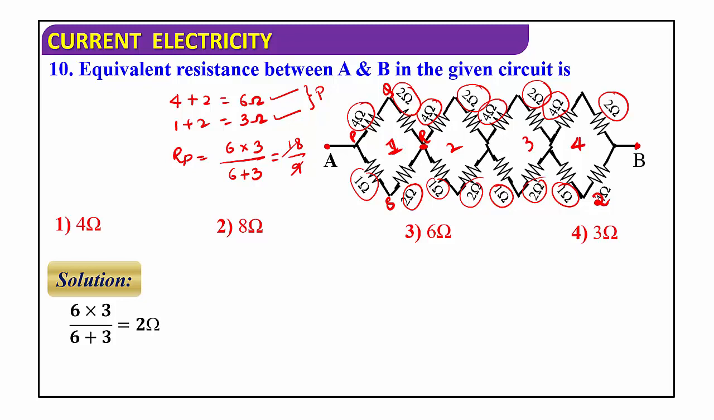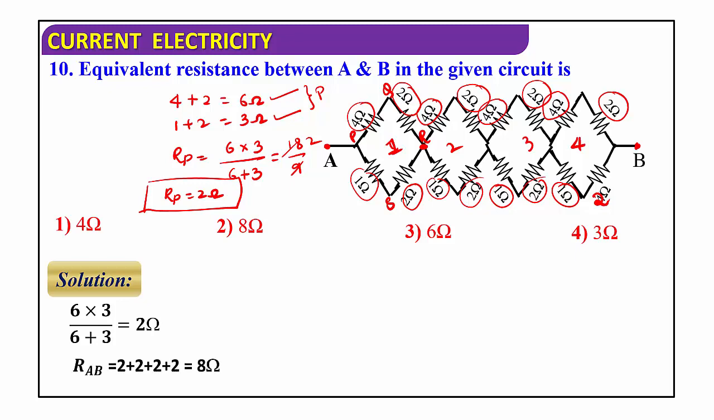So the Rp value is how much? Rp equal to 2 ohm. This is the value of the first network. Similarly, the second network is again the same value, and the third and fourth. So all are connected in series, which means what is the final answer?